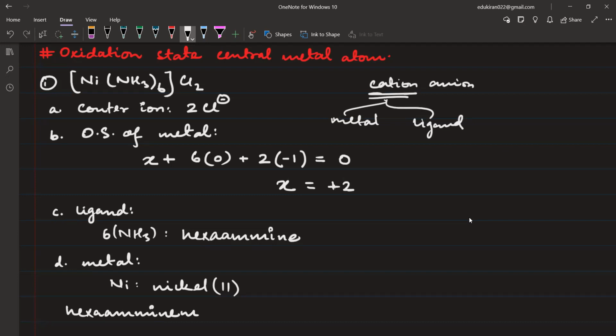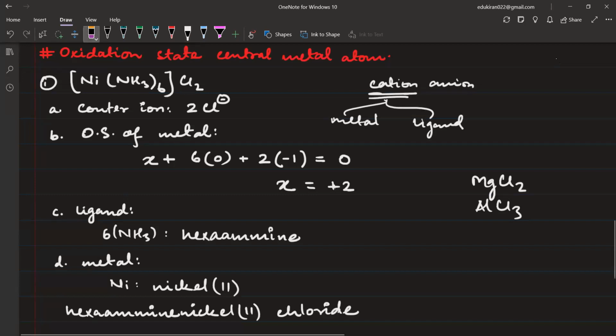Amine without any spaces, nickel 2, and then you will give space and you will write chloride. And you will not write dichloride because it is an ionic compound. This is ion. Whenever you have ions, you don't write di or tri. Remember MgCl2, magnesium chloride, AlCl3, aluminium chloride.